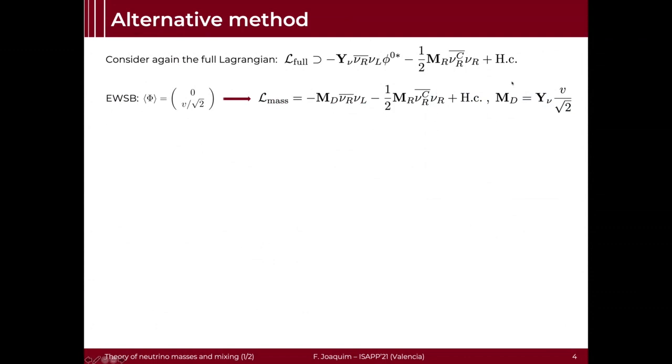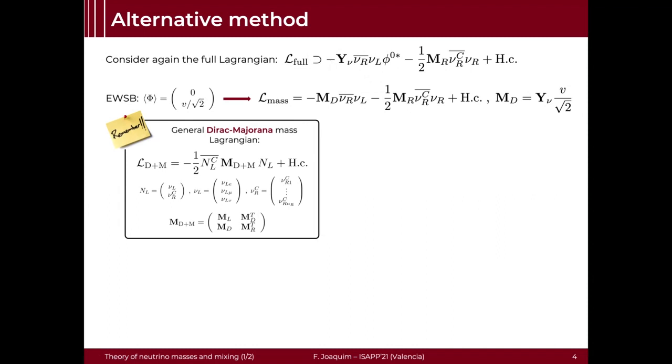So let me show you again the Lagrangian, now writing explicitly the terms which I'm interested in. We have y nu, nu R bar, nu L, and this is the interaction with the neutral component of the standard model Higgs doublet. We have the Majorana neutrino mass term for the heavy nu R's. Then if you consider that the standard model Higgs doublet acquires a vev, you can define the corresponding mass matrix for the Dirac Yukawa couplings.